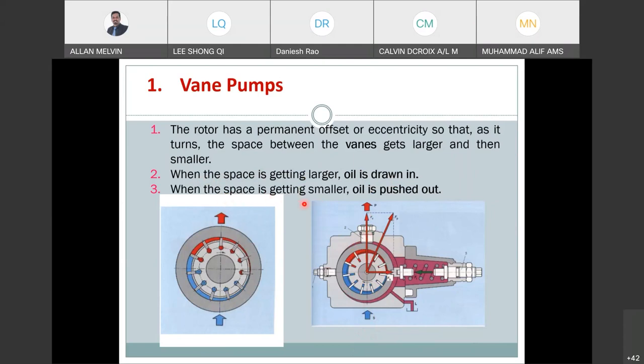And when the space gets smaller, the oil is pushed out. It will create high pressure inside and push it out. So that's how the vane pump works. It's practically using the space between the vanes. So that's one thing.